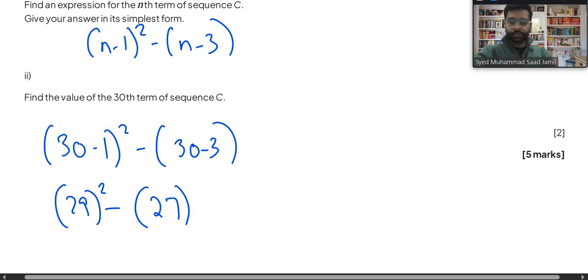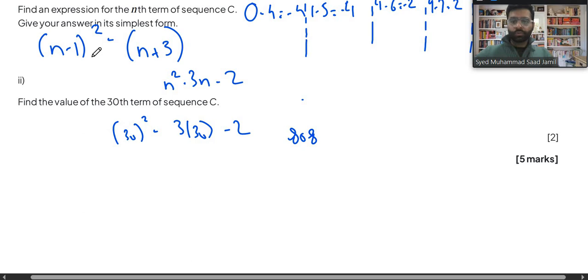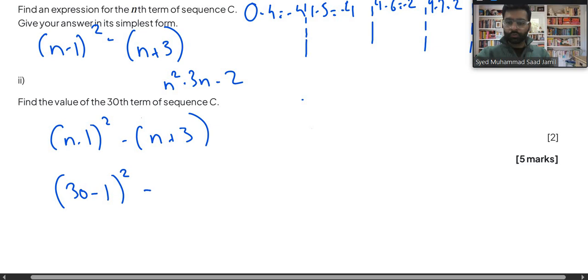So, Bismillah, 29 squared minus 27, it's 814. So over here, I have made a silly calculation mistake, even I don't know how. Wait a minute, guys. Actually, it's n minus 1 whole squared minus (n plus 3). So I will do 30 minus 1 whole squared minus (30 plus 3).